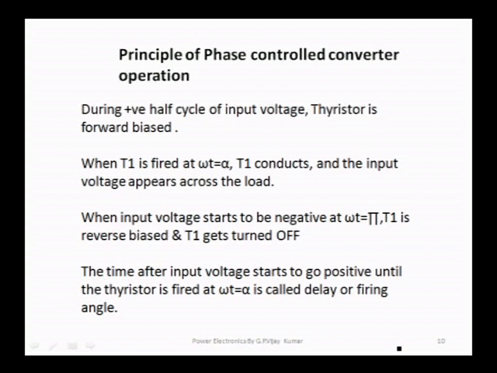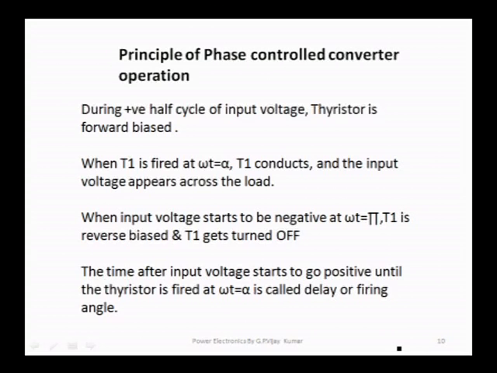So, again, a summary of the sequence of events that takes place. Already told you, during the positive half cycle of the input voltage, the thyristor is forward biased. When T1 is fired at omega t equal to alpha, T1 conducts and the input voltage appears across the load. The input voltage starts to go negative at omega t equal to pi. T1 is reverse biased and T1 gets turned off.